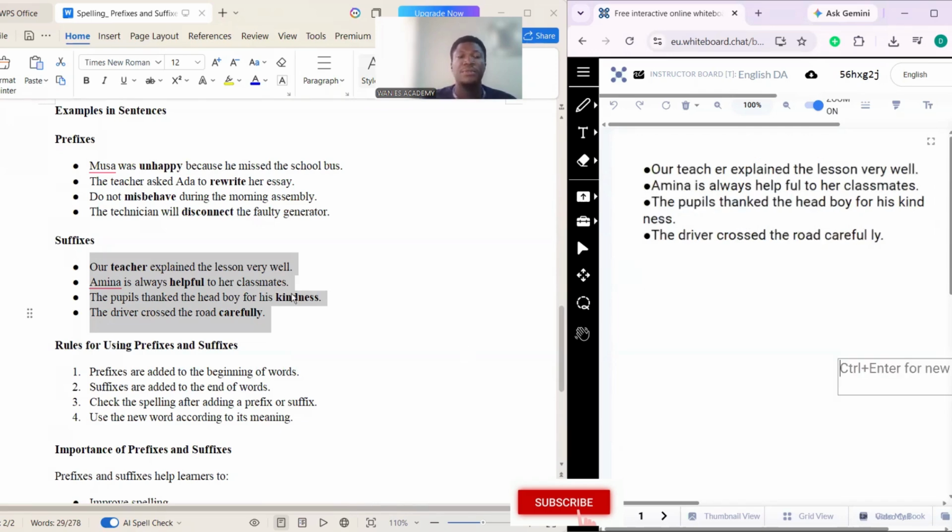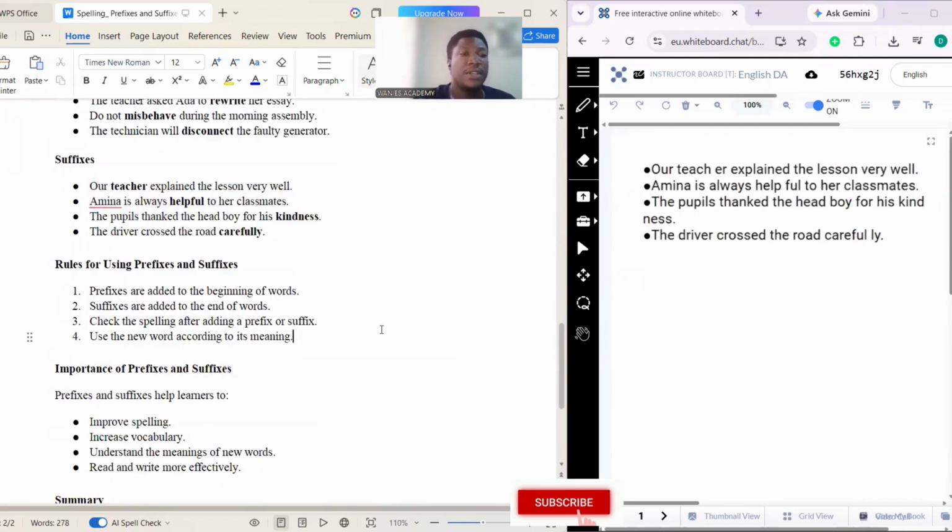And then rules for using prefixes and suffixes. Prefixes are added to the beginning of the word. Suffixes are added to the end of words. Check the spelling after adding a prefix or suffix. Use the new word according to its meaning.